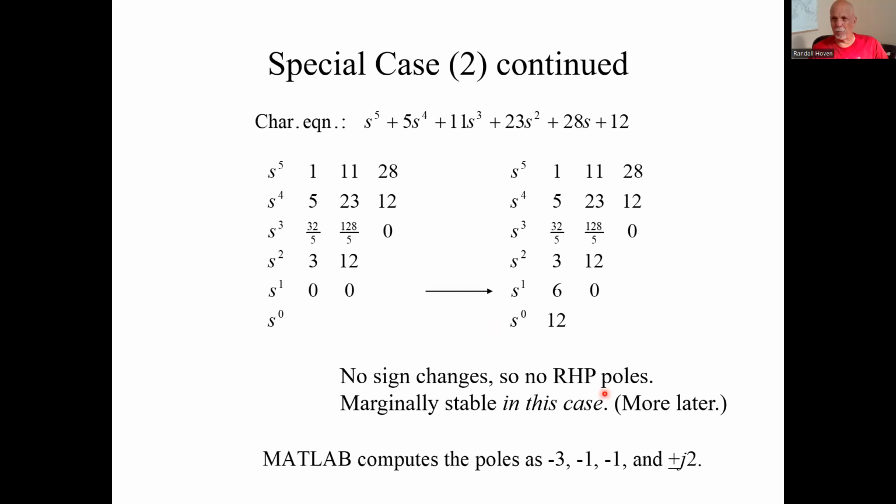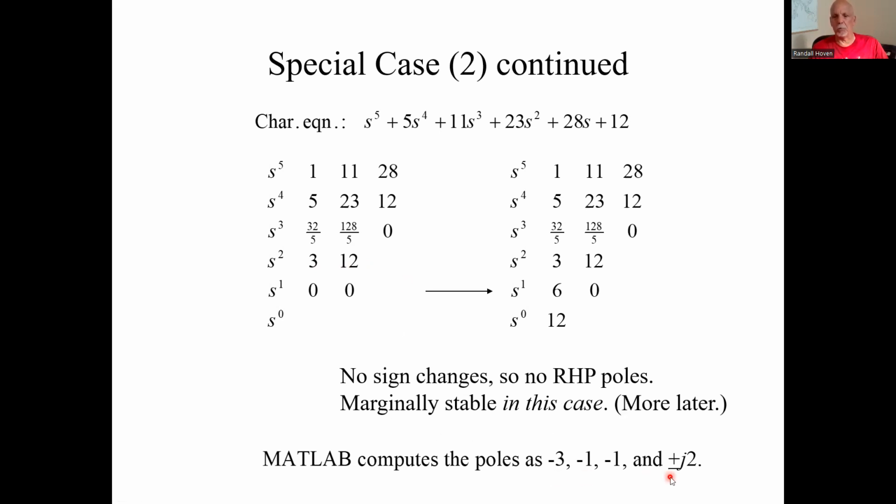So certainly no right half plane poles. Could there be double poles on the imaginary axis? Spoiler alert, I'm going to say no, because it happened in the S1 row. Its auxiliary equation is only the S squared. You're only going to get one pair of complex conjugate poles there, not a repeated pair.